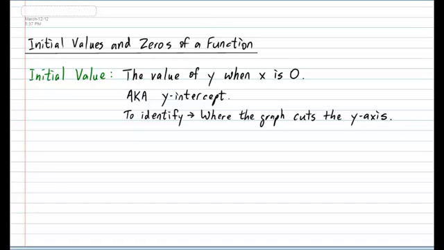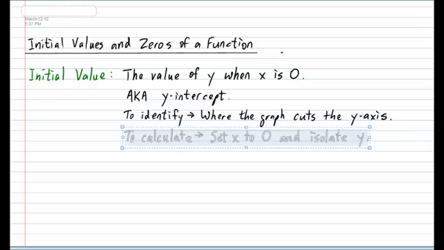If you don't have a graph and are simply given a function, then to calculate the initial value, all you have to do is the following. Let's get it down in your notes. All you have to do is set x to 0 and isolate the y value. And that's basically all there is to what is meant by the initial value of a function.